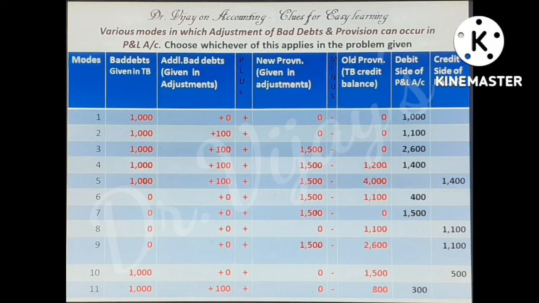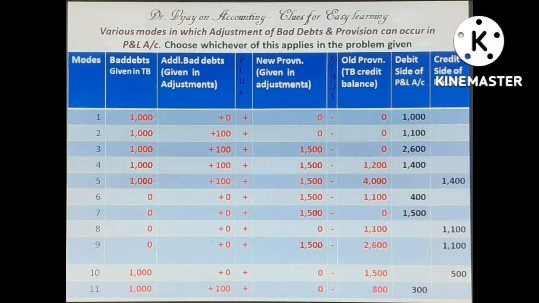The table shown here gives all the different possibilities in which the adjustment can occur in different problems. In the case of provision for discount allowed and provision for discount received, you can also apply the same formula, but in the case of provision for discount received, if the answer that you get when applying the formula is positive, show it on the credit side of the profit and loss account, and if negative, show it on the debit side.